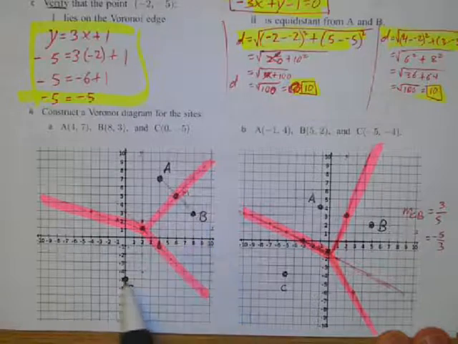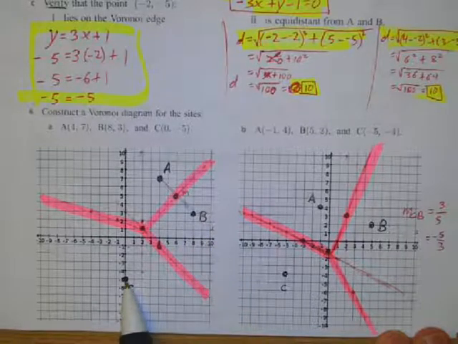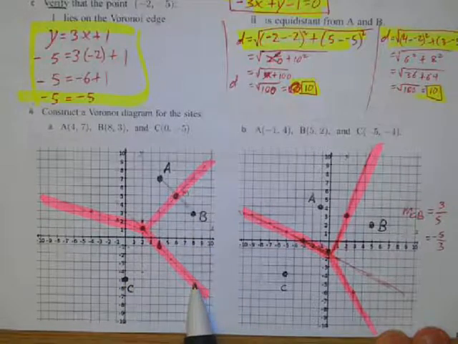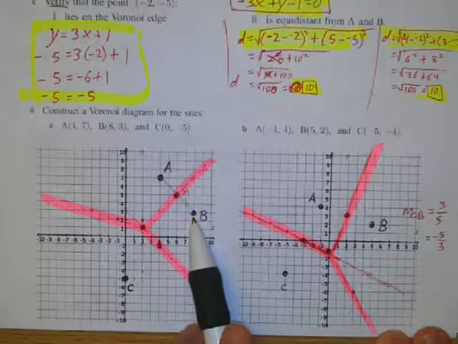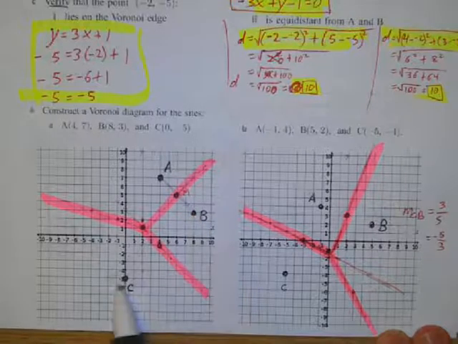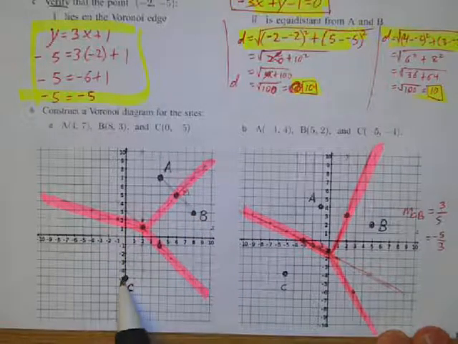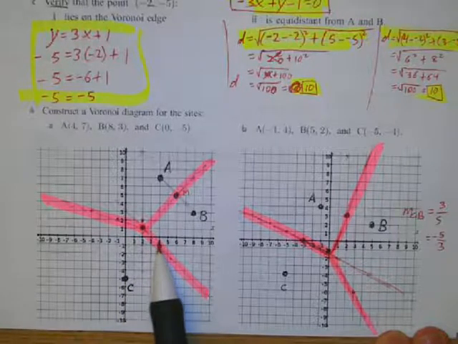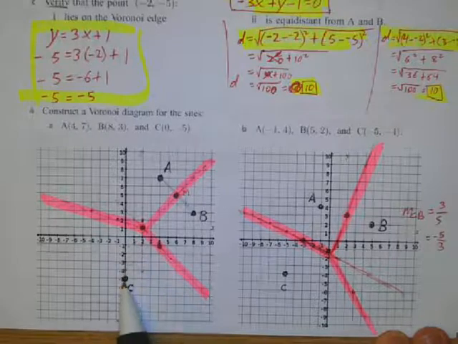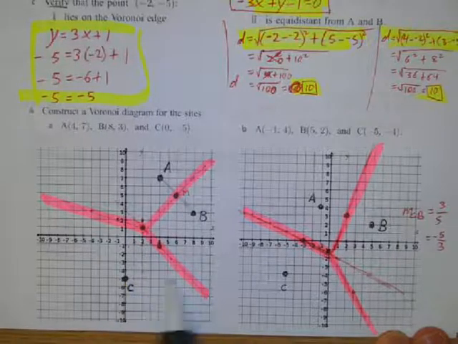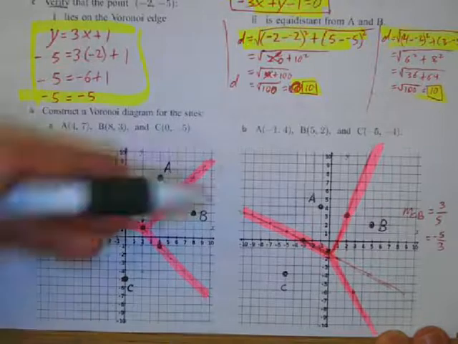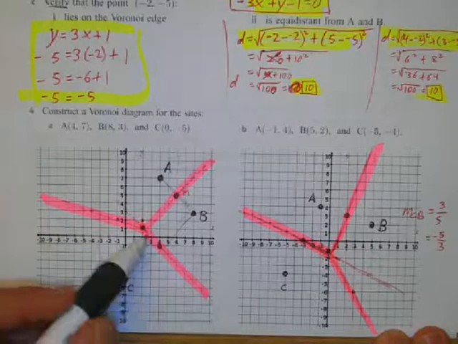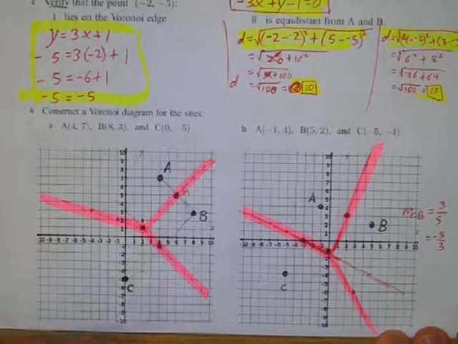Okay, now let's look at from C to B. So from here to B, it goes over 8 and up 8. So the midpoint is going to be going over 4 and up 4, which puts me right there. And once again, if I'm going over 8 and up 8, I've got a slope of positive 1. So the boundary edge is going to have a slope of negative 1.